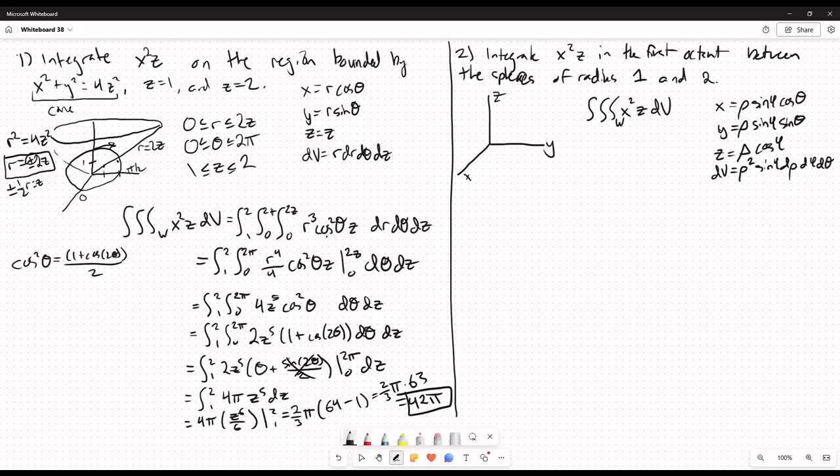So what's this going to look like? Well, what's rho going between? I'm between spheres of radius 1 and 2, so my distance from the origin is going to be between 1 and 2, and rho is just my distance from the origin. What's phi going between? Well, I just want stuff in this first octant. So if we imagine some point on the z-axis, I only want to rotate down a quarter circle. So this represents my phi. Phi is only going up to pi over 2.